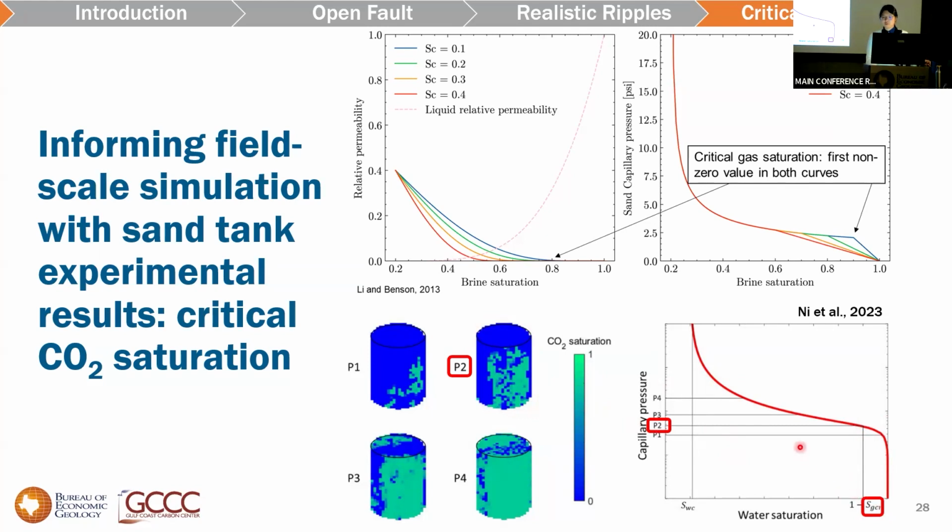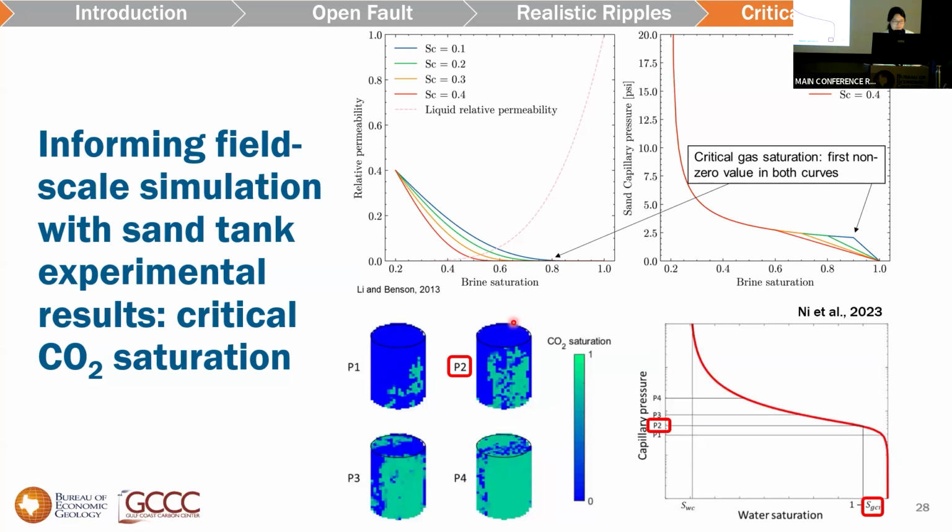And this saturation is important because only once CO2 has reached this saturation can it form a continuous flow path within this core, so that it can flow to the next section of the core. And if we treat this entire core as a grid block, then this saturation is what's needed to establish a connected flow path within this grid block, so it can start to flow into the next grid block.